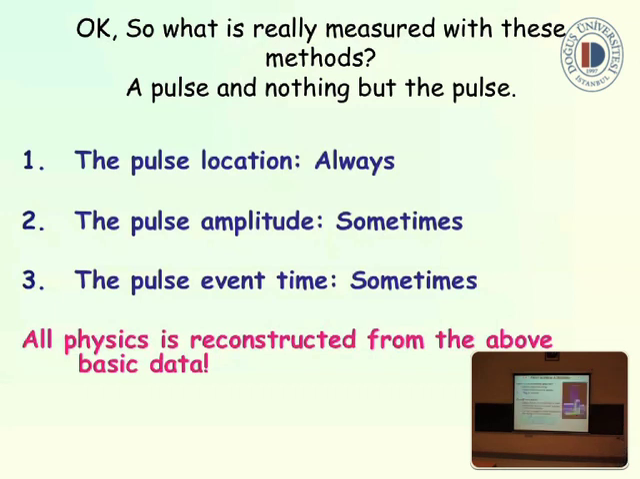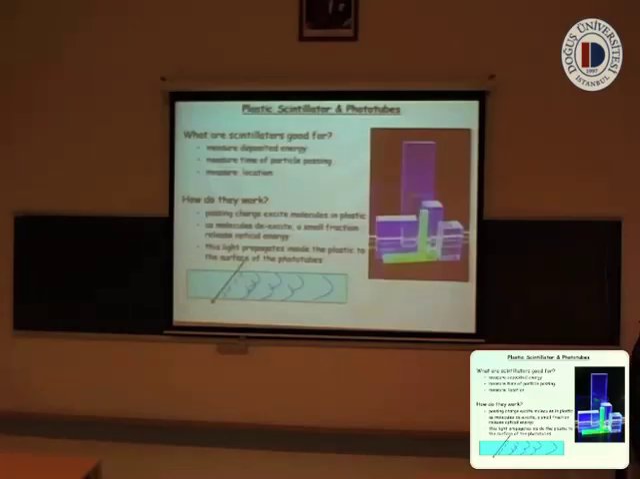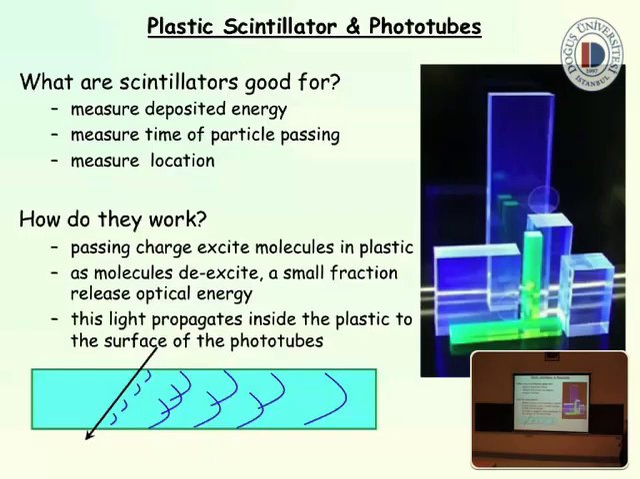So let's see how we do it. Plastic scintillators and phototubes. With modern scintillators, first of all, we measure energy deposition. I already mentioned that we also measure time of particles and measure location. How do scintillators work? A passing charged particle excites molecules in the plastic, a small fraction of them release optical energy, and this light propagates inside the plastic to the surface of the phototube. It's a very simple principle.